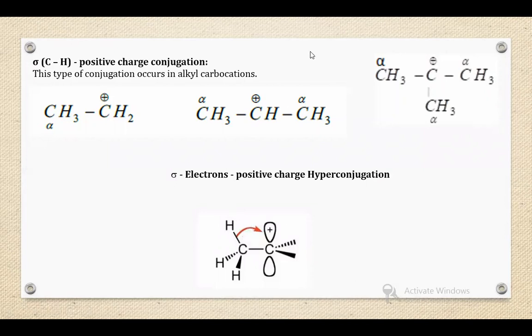The carbon with a positive charge has an unhybridized p orbital. In this p orbital, the sigma bond donates its electrons, forming a carbon-carbon double bonded compound. These two are the dash and wedge model, the 3D representation of the compound. So this is sigma carbon-hydrogen hyperconjugation with a positive charge.